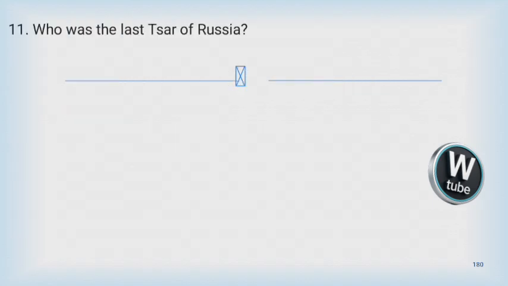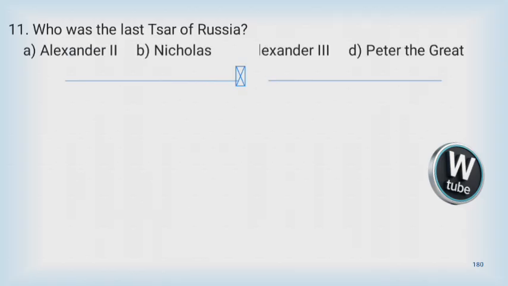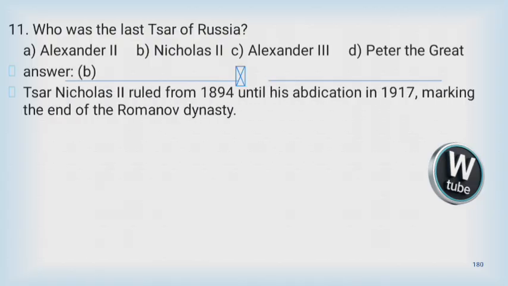Question number 11. Who was the last Tsar of Russia? A. Alexander II. B. Nicholas II. C. Alexander III. D. Peter the Great. Nicholas II was the last Tsar of Russia. B is the answer. Tsar Nicholas II ruled from 1894 until his abdication in 1917, marking the end of the Romanov dynasty.